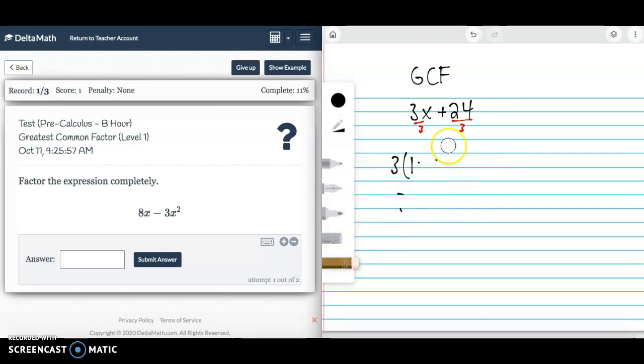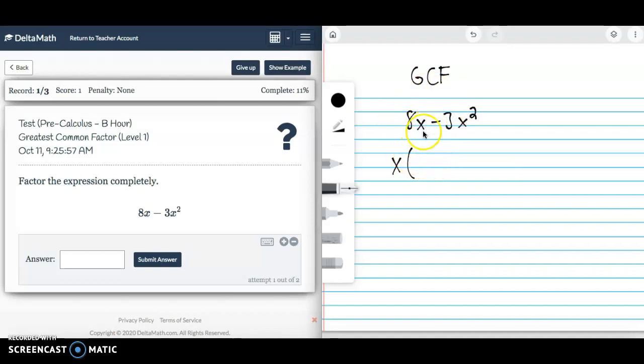So for this one, it looks like I have at least one x in each of my terms, and then there's no number that is divisible, or no number that goes into both 8 and 3. So I think the only thing I'll be pulling out is an x, but let's just double check real quick. So if I have an x out front, yeah, there's no number that goes into 8 and 3. 3 is prime, so it can only be divided by itself and 1, but 8 can't be divided by 3.